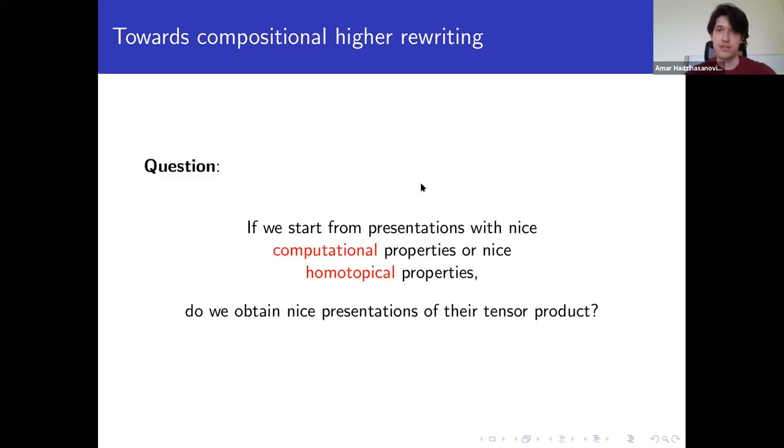So I kind of end with this question of, if we start with presentations with nice computational properties, with nice homotopical properties, do we not get nice presentations of the tensor product?